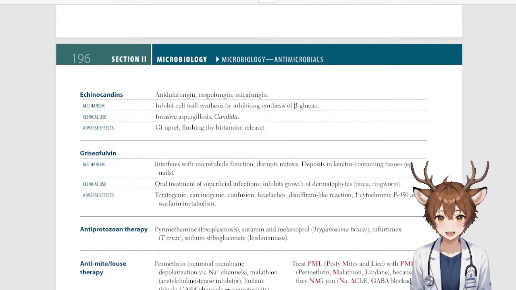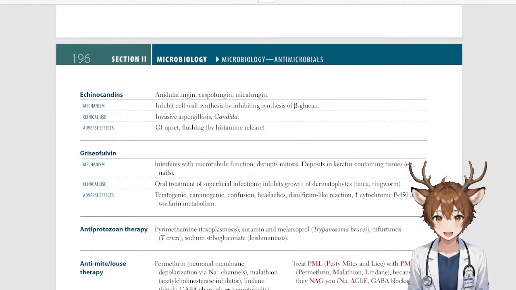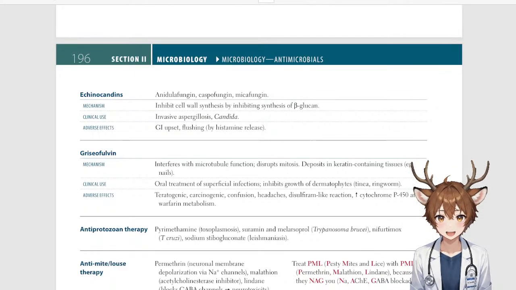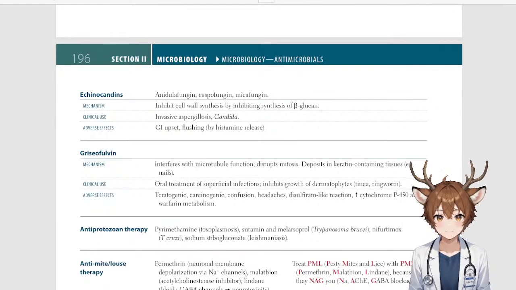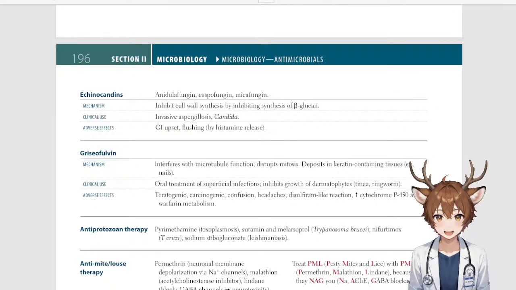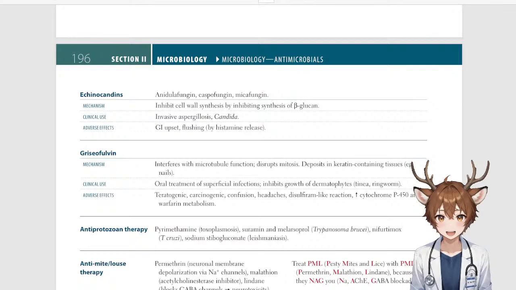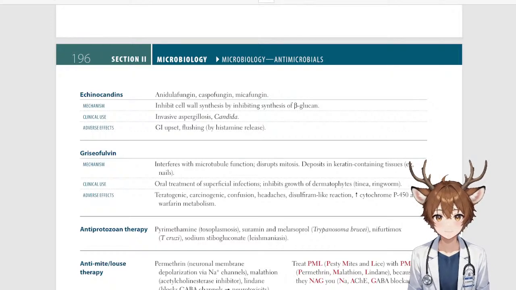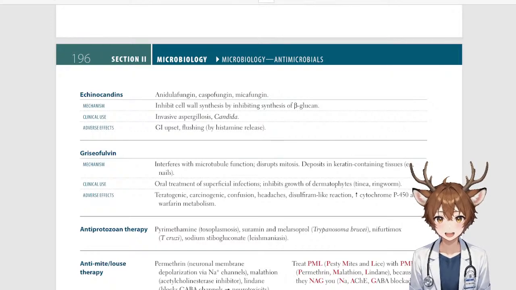What about griseofulvin? It interferes with microtubule function, disrupts mitosis, and deposits in keratin-containing tissues like nails. The clinical use of griseofulvin: oral treatment of superficial infections, inhibits the growth of dermatophytes like tinea and ringworm. The adverse effects would be teratogenic, carcinogenic, confusion, headaches, disulfiram-like reactions, and increased cytochrome P450 and warfarin metabolism.